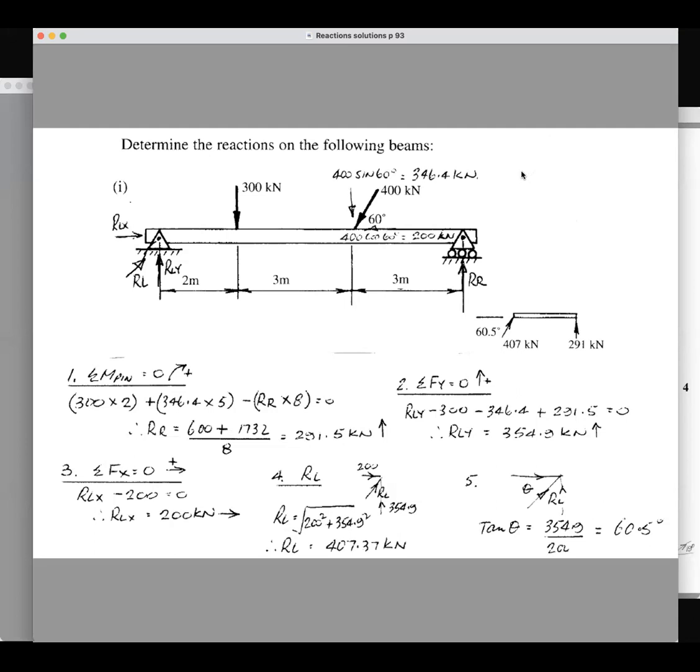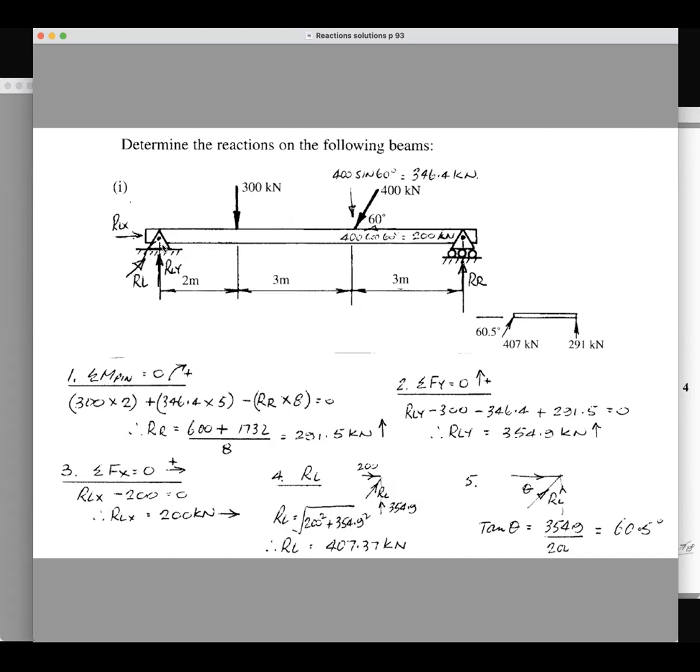I'll show you analytical methods and a graphical method if you've only got 3 forces acting on the beam. This first question that I'm going to go over is on page 93 of your red workbook, and it asks you to find the reactions on this beam with 2 external loads here.